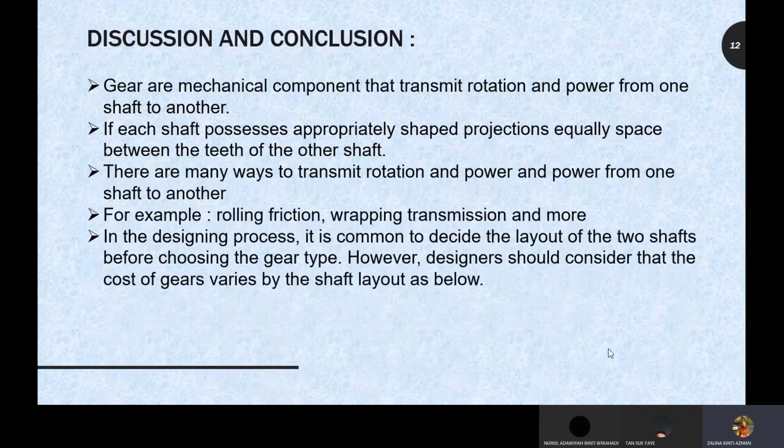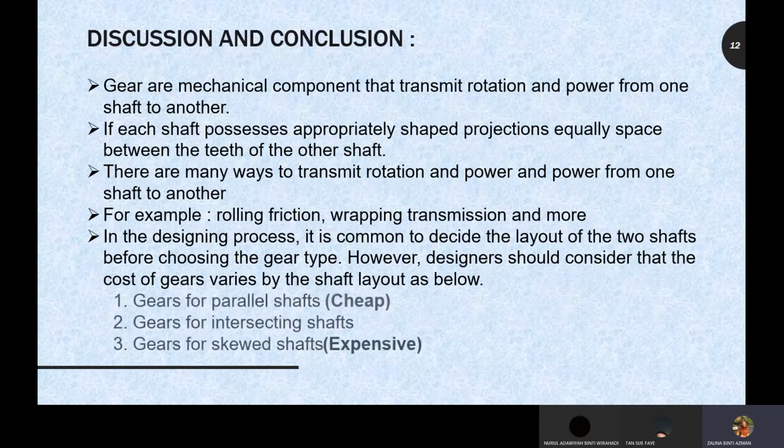In the designing process, it is common to decide the layout of the two shafts before choosing the gear type. However, designers should consider that the cost of gear varies by the shaft layout as below. First, gear for parallel shaft, gear for intersecting shaft, gear for skew shaft.